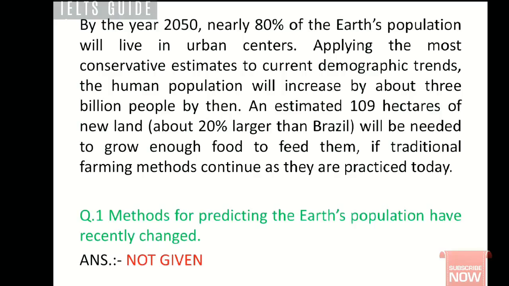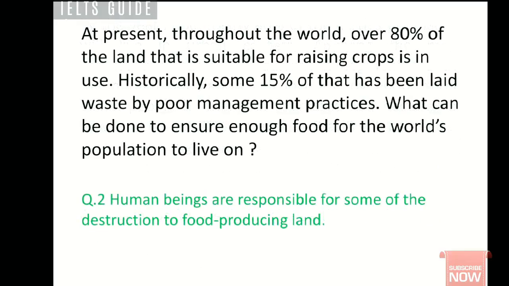Let's move to question number 2 and read it together. Human beings are responsible for some of the destruction to food producing land. It is saying that human beings are responsible for at least some destruction to food producing land. Okay friends, so let's see. At present throughout the world, over 80% of the land is... some 15% of that has been laid waste by poor management practice. What can be done to ensure enough food?